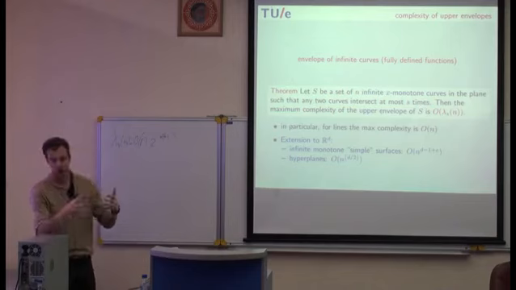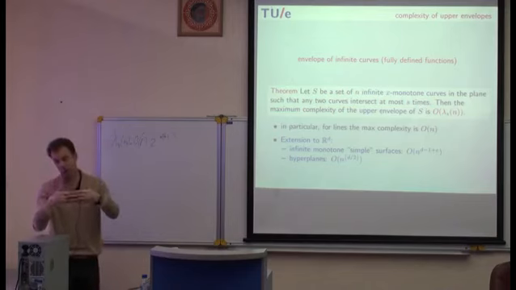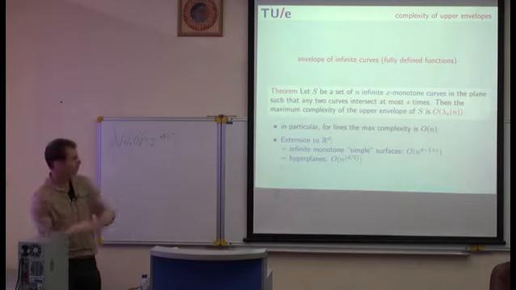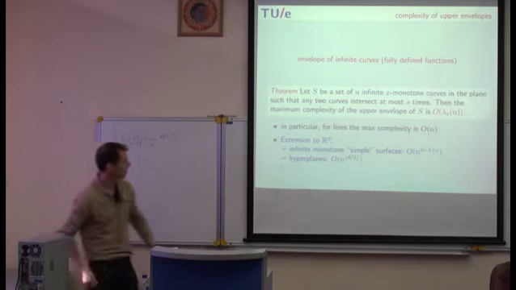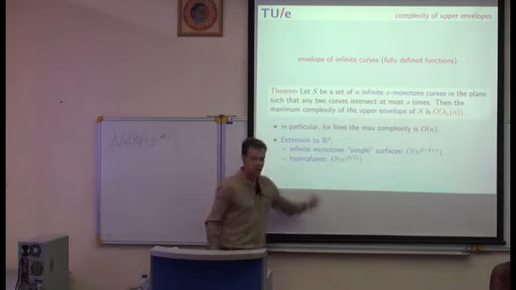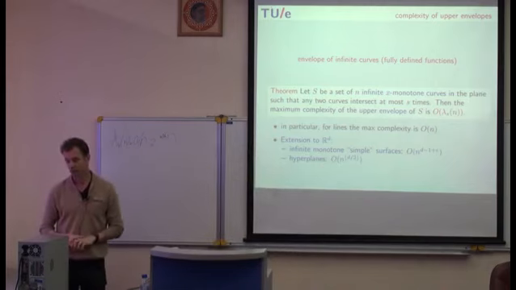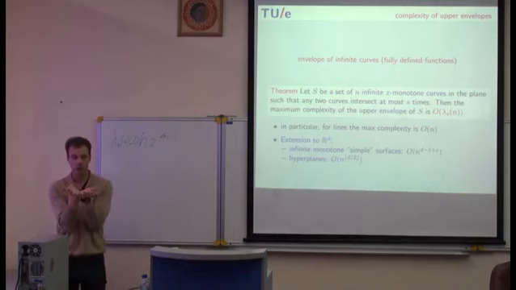So if you look at envelopes, then in general you lose one factor of n. So from n to the d you go to n to the d minus 1. For planes you actually lose much more. Okay, so think about the upper envelope of planes in 3 dimensions. What's the complexity?